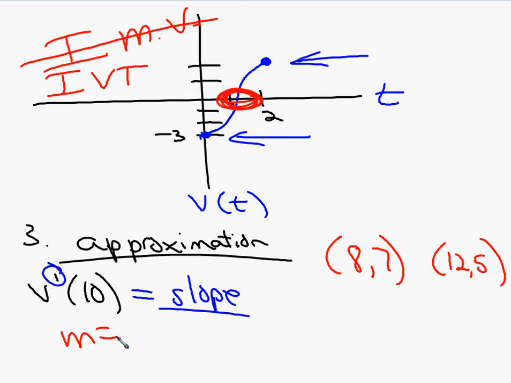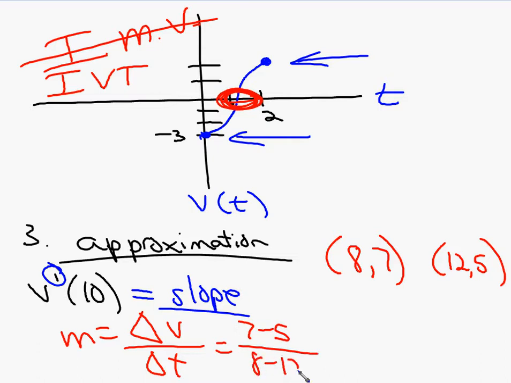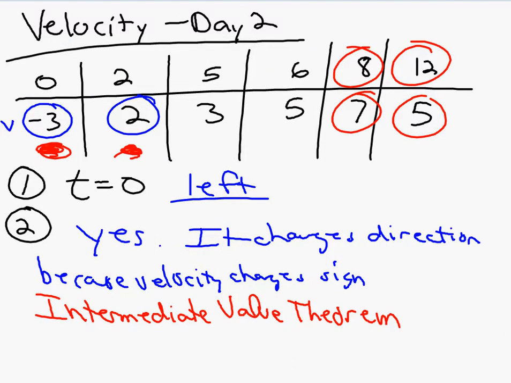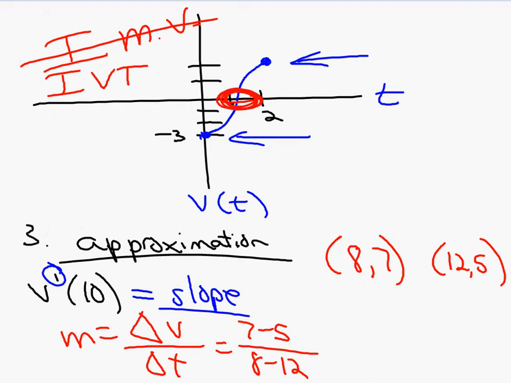Slope equals, in this case, change in velocity over change in time, but that doesn't matter too much. We're still just going to do slope. So it's going to be 7 minus 5 over 8 minus 12. Did I get my points correct? 8, 7, and 12, 5. Yes, I did. So what I wind up with is 2 over -4, which is -1/2.